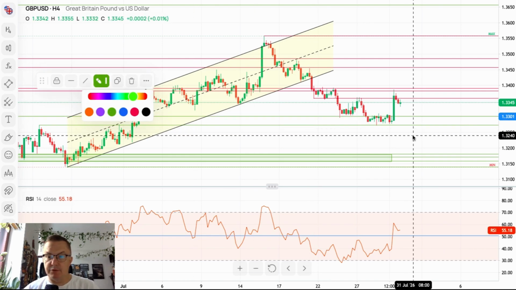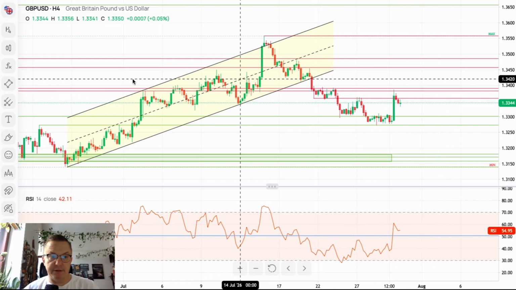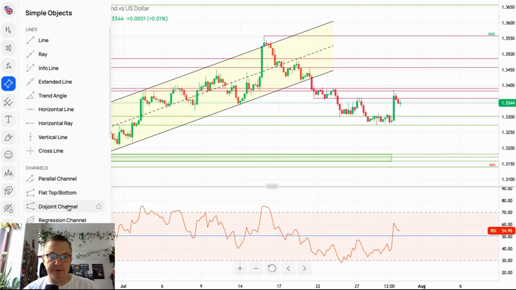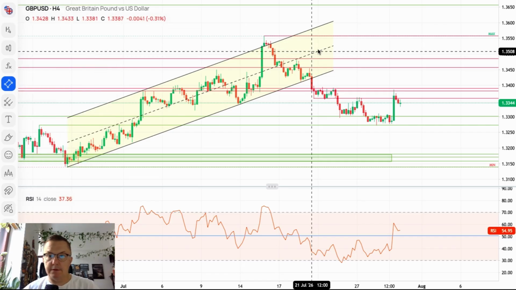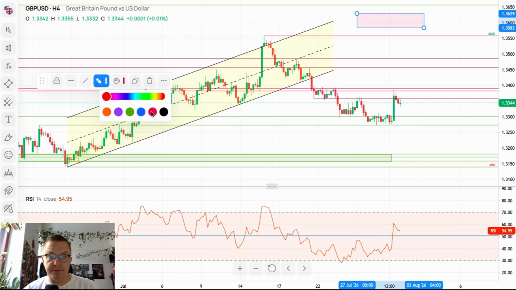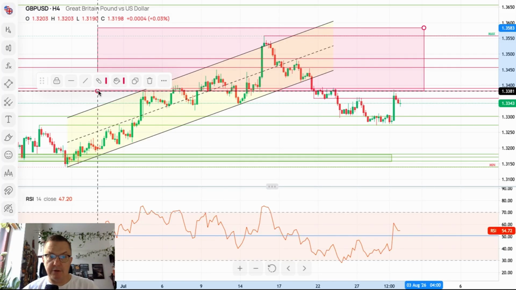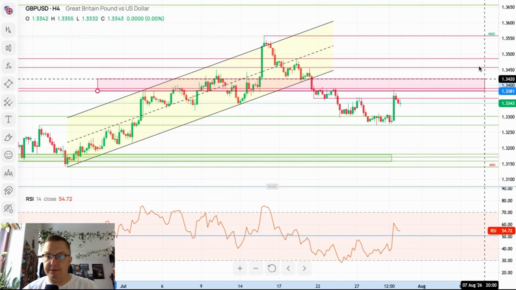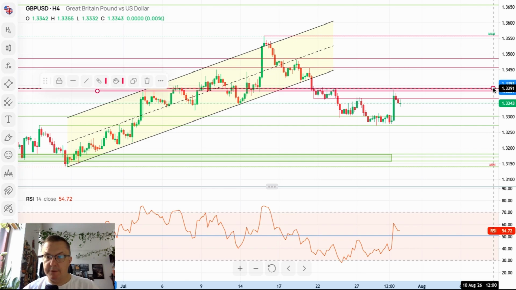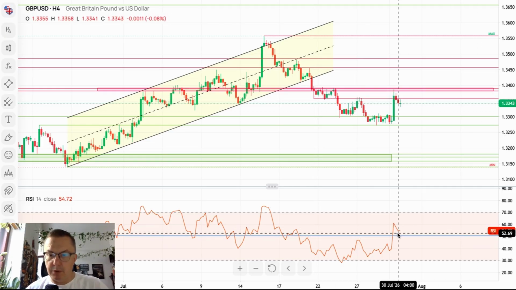So we got this technical support at 1.33. Now those three levels, especially those two that are very close to each other, are obviously a supply zone. So I'm going to mark this supply zone, because a breakout above it will be crucial for the further situation on the cable. So this is the zone I'm talking about, right? This is a very narrow supply zone, and there is one more technical resistance, 1.3360. Now momentum is positive, 54 points ahead of the interest rate decision.